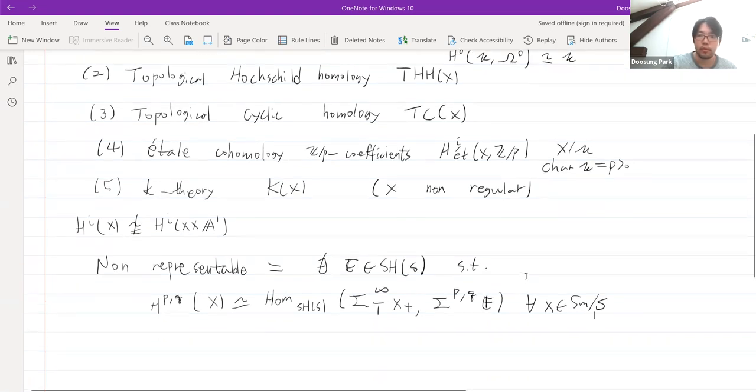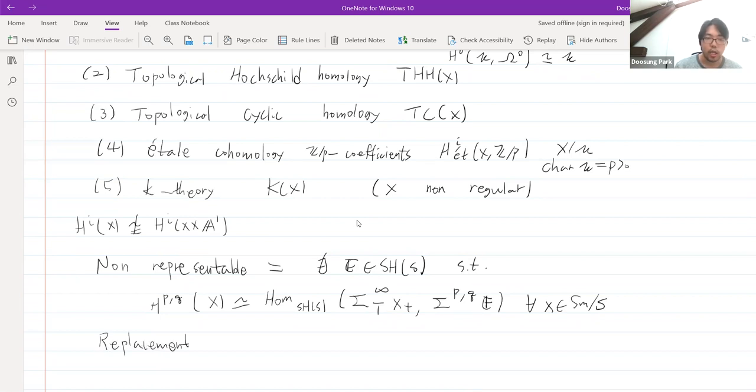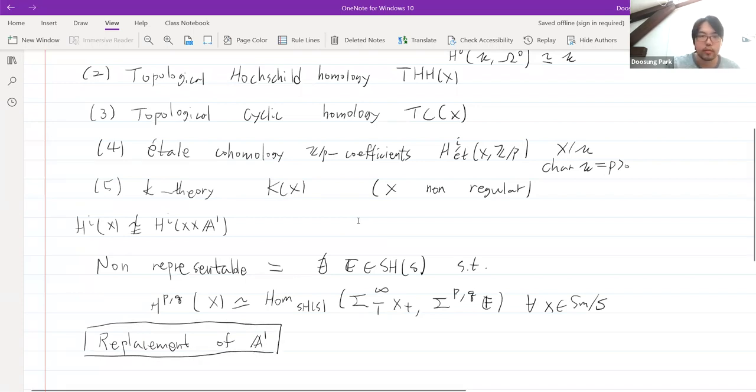So I will explain what the problem in SH is. The problem in SH is that A1 is very useful for developing homotopy theory, but still that's not enough. The fundamental reason is that A1 is not compact.